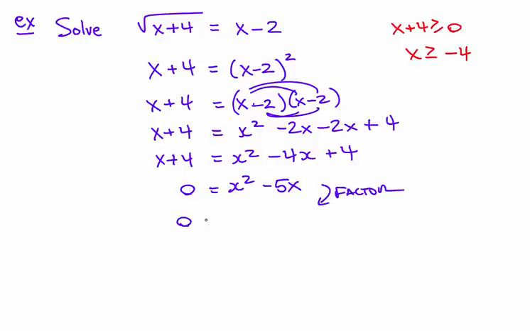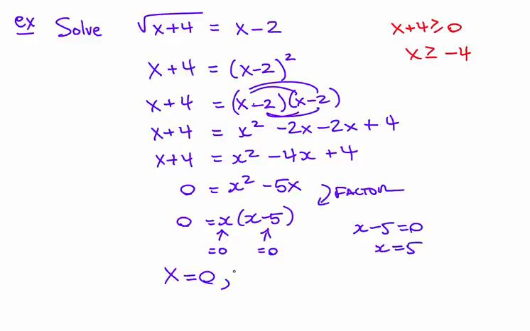And so I get x times (x - 5). So if this part's equal to 0, then 0 times this part would be 0. And if this part's equal to 0, then 0 times this piece would be equal to 0. And so I get two solutions to this. One of them is x is 0, and the other one is if this piece is 0, which would happen when x is 5. So there's two solutions.